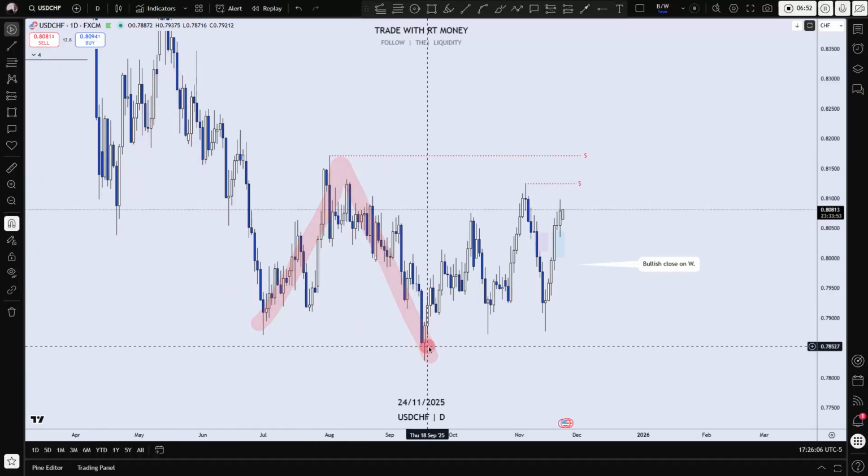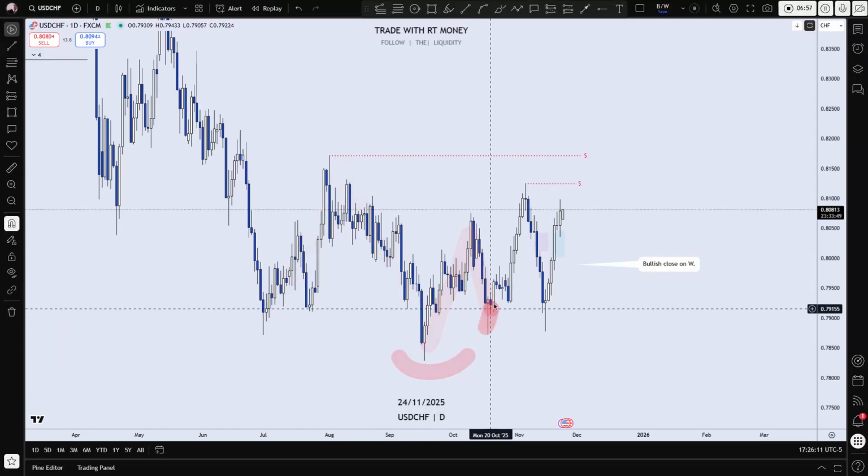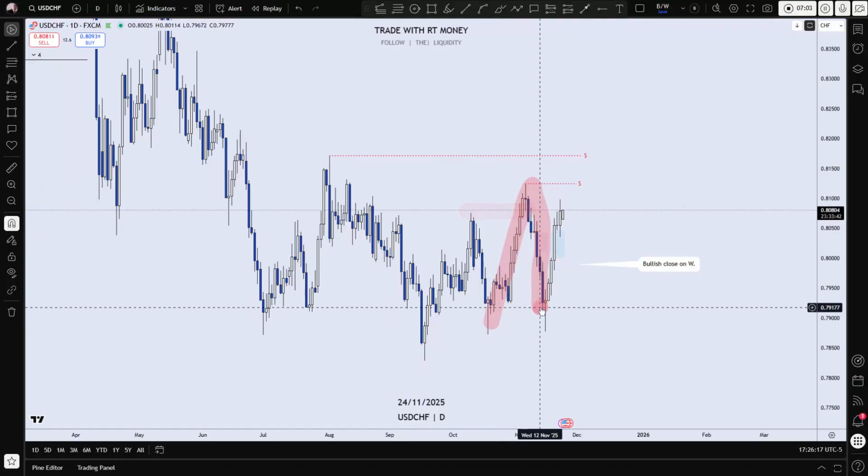And then what happened? We started to protect that lower low. And we started to break higher highs. We started to move and make higher highs. We have this move down.